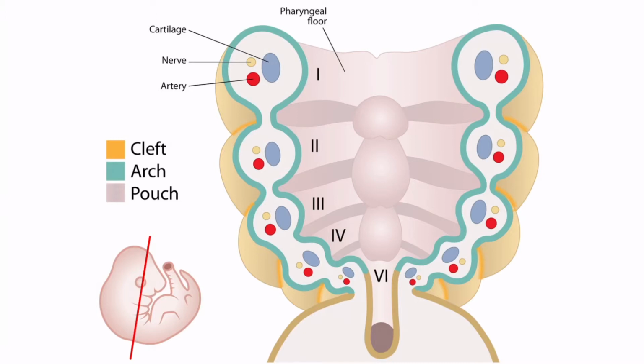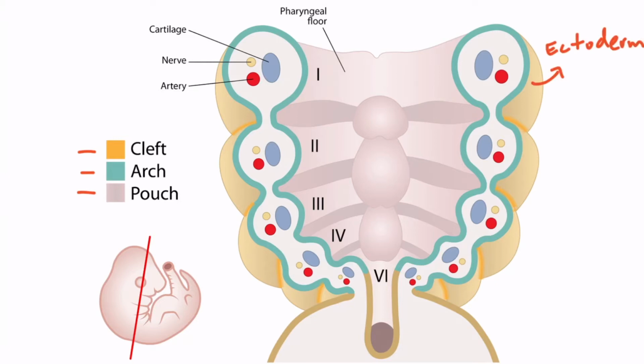lectures. As you can see, it's composed of clefts, arches, and pouches. Broadly speaking, the pharyngeal apparatus forms various structures of the head and neck. The outer aspect of the pharyngeal apparatus has small grooves known as clefts, or grooves, which you can see in yellow. They are derived from ectoderm.